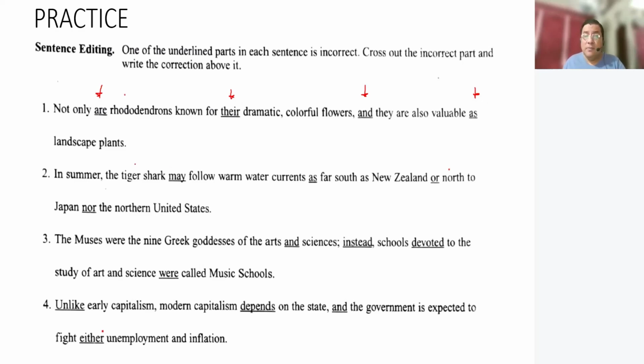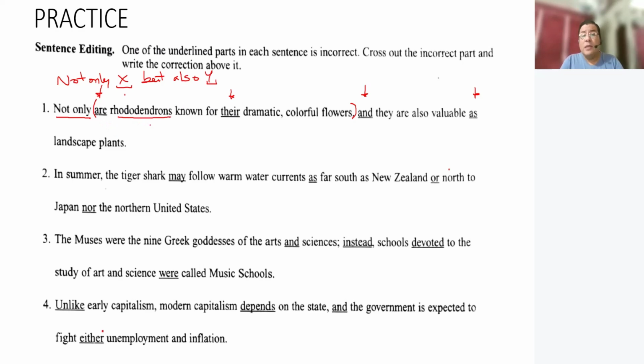So at the beginning, we see something very interesting, this not only expression, which is part of our paired conjunction, not only X, but also Y. And we're supposed to see 2 parallel expressions, X and Y, being connected together using this paired conjunction or correlative conjunction. So we're supposed to take a look first at what comes after not only in order to deduce what is the correct form or grammar type for the expression Y. So here, what we can see after not only is, are rhododendrons known for their dramatic, colorful flowers. So that is a clause itself.